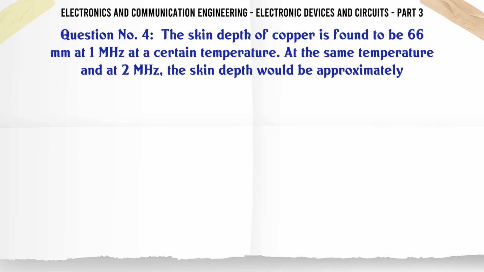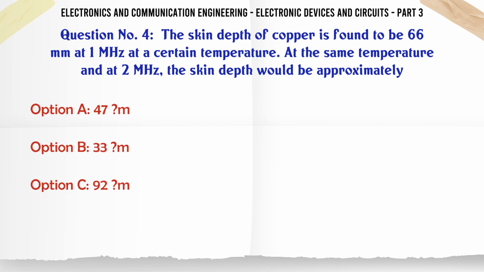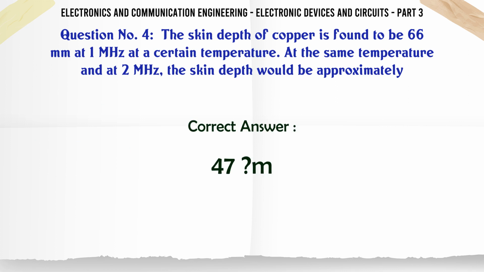The skin depth of copper is found to be 66 mm at 1 MHz at a certain temperature. At the same temperature and at 2 MHz, the skin depth would be approximately A. 47 m, B. 33 m, C. 92 m, D. 1.22 m. The correct answer is 47 m.